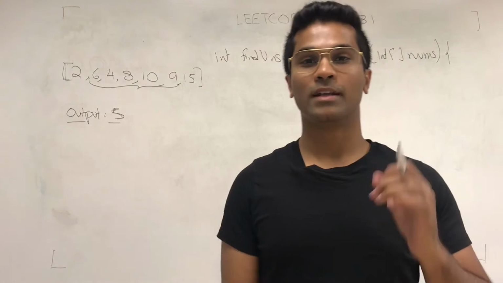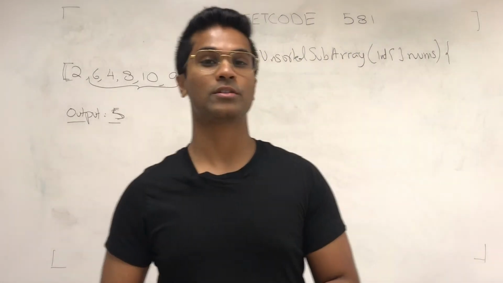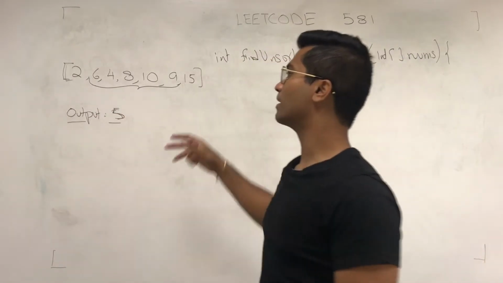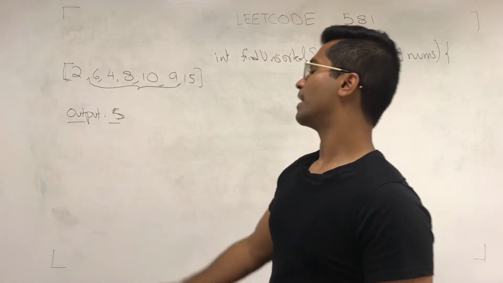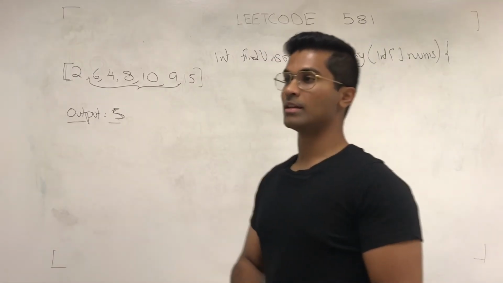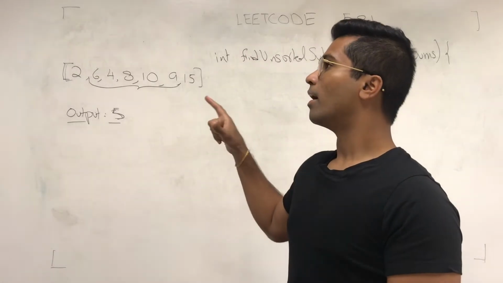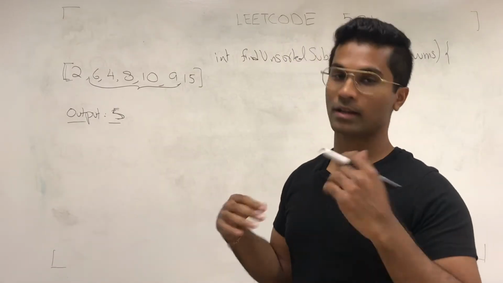What's up, everyone? Today we're going to be going over LeetCode problem 581, Find Unsorted Subarray. The input is going to be an array of integers, and it's supposed to be mostly sorted except for a certain range. And what they want the output to be is that range. And in the example they give, there are no duplicates, but the input might have duplicates.